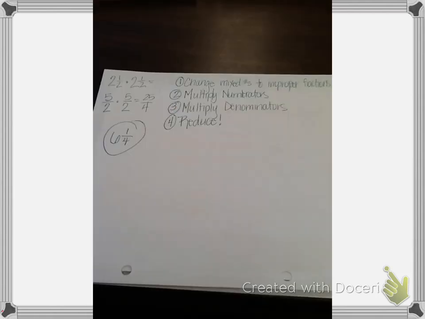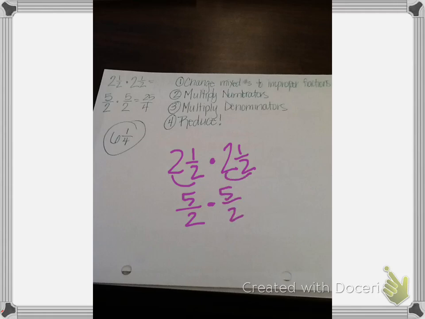And on the very back of your foldable, we're multiplying a mixed number by a mixed number. So the first thing we have to do is change our mixed numbers to improper fractions. So 2 1/2 times 2 1/2. I do 2 times 2 is 4, plus 1 is 5 halves. 2 times 2 is 4, plus 1 is 5 halves.